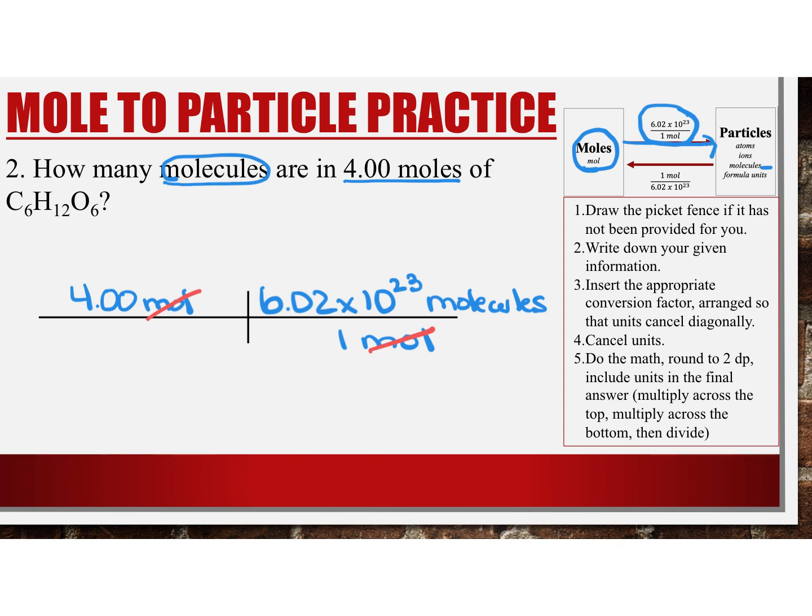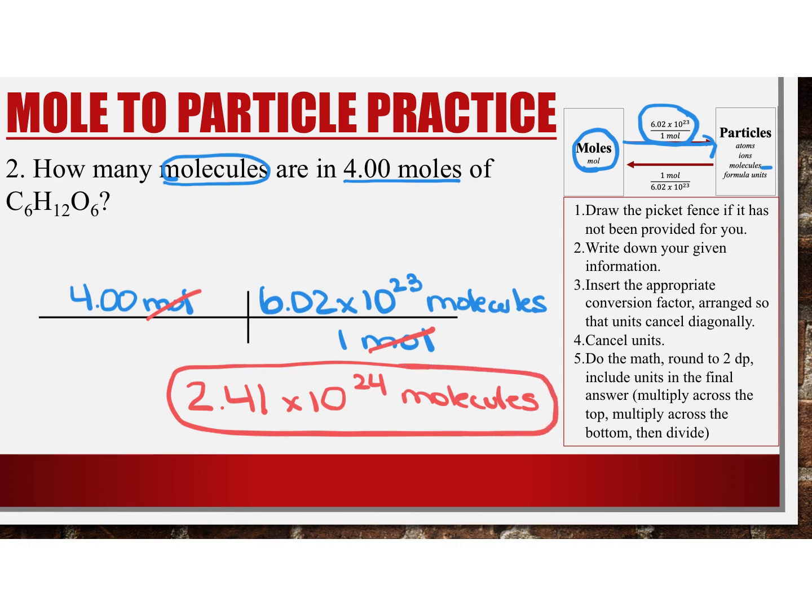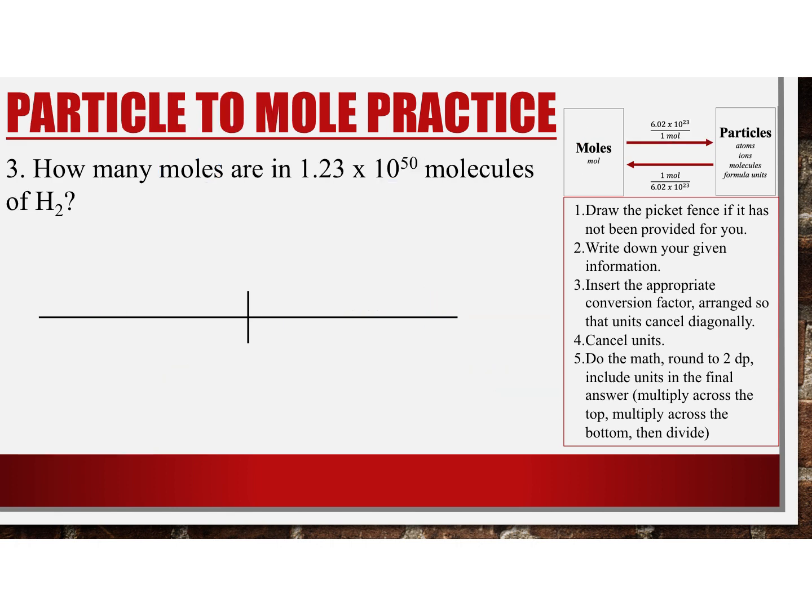We get on our calculator 2.4, we're going to round to 1, times 10 to the 24 molecules. Okay. All right, for this one, we are looking for moles. And we're given 1.23 times 10 to the 50 molecules. So we put our given in the upper left.